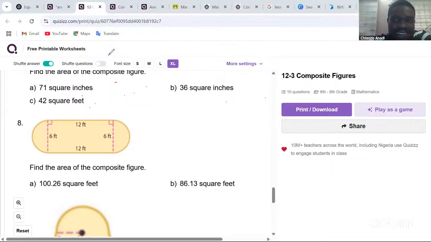So just by looking at this shape, how many regular shapes can you see here? I can see 3. So what are the shapes? Can you tell me their names? 2 semicircles and a rectangle. Very good. Now, the question is, do you know the area of a semicircle?